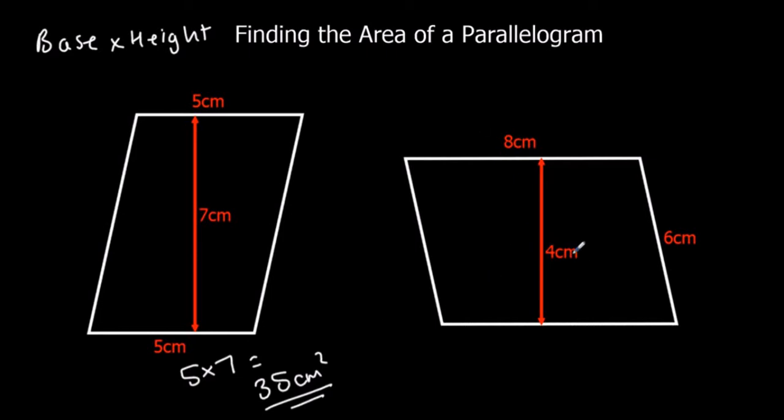For this one, we haven't been given the base, but we've been given this length at the top, and because it's a parallelogram, the base is also 8, and then this side would also be 6, but that's not relevant to this question. So the base is 8, and the perpendicular height is this one, 4, not the diagonal height, the perpendicular height. 8 times 4, and that's 32 centimeters squared.